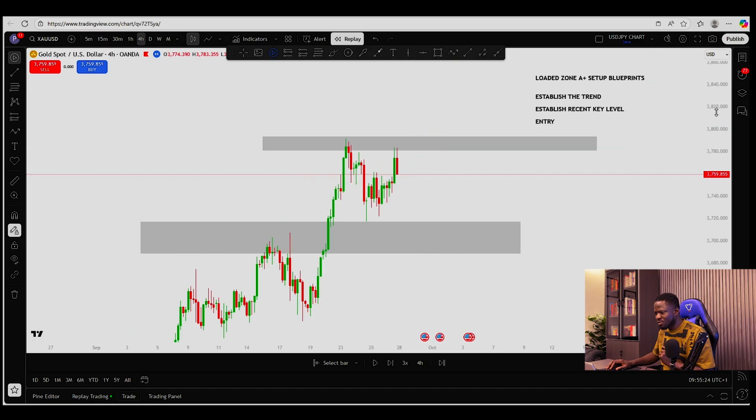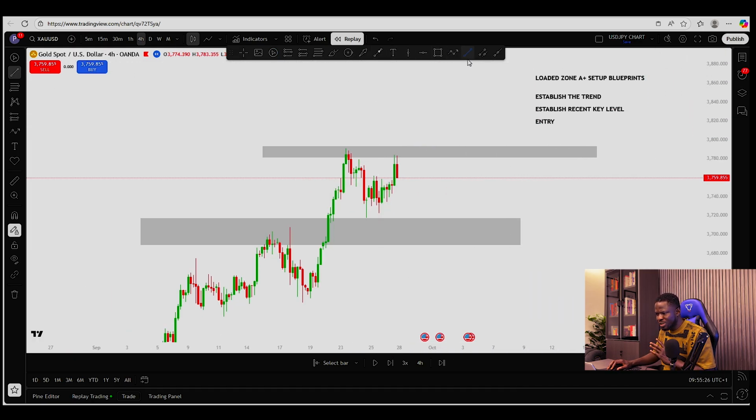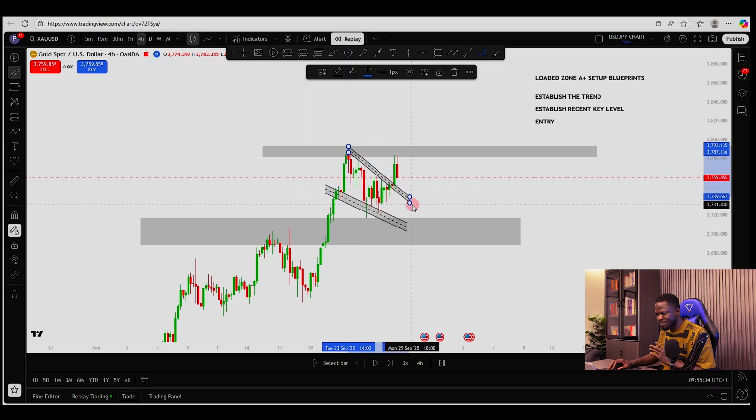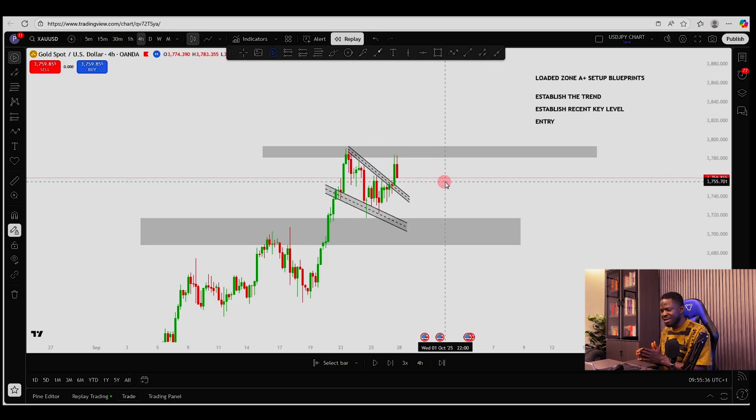Let's look at the price action from another angle. If you look at this price action, price created a short bearish flag here, and a bearish flag represents a bullish continuation pattern. Whenever you see this kind of flag pattern, it's a sign that buyers want to continue with the price action to the upper side.